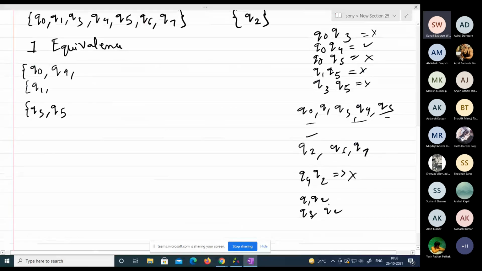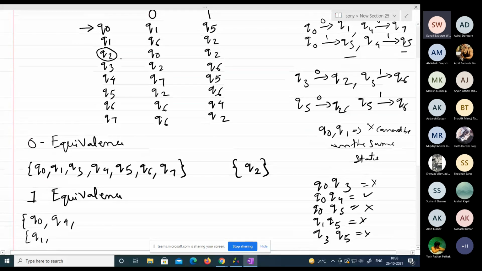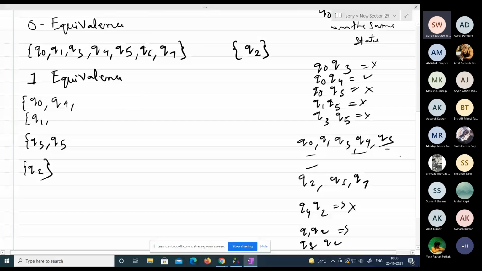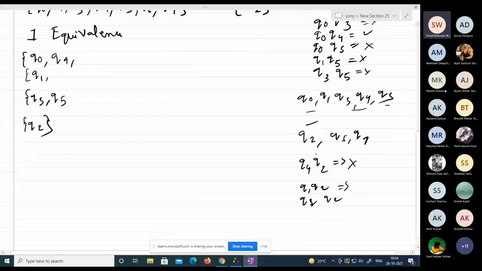Then we will check for Q1, Q2. Check in the table Q1, Q2. Can they be placed together? Yes, they can be placed together, right? But we know that Q2 is the final state. So Q2 is a final state, it has its own set. It cannot be grouped with any one of the states. Okay. Now Q2 is also done.